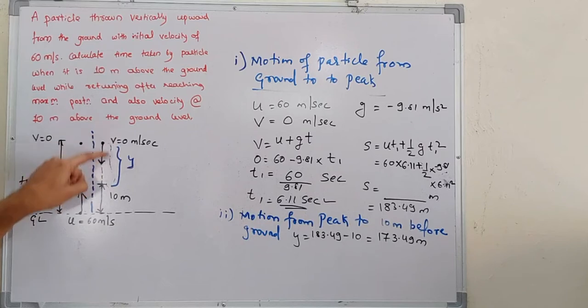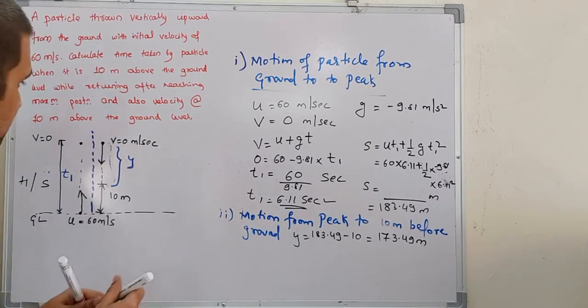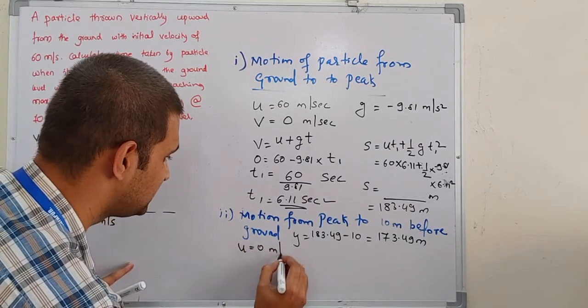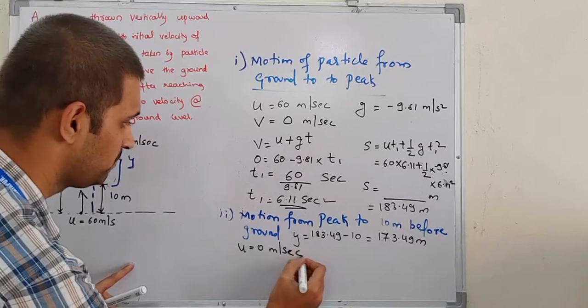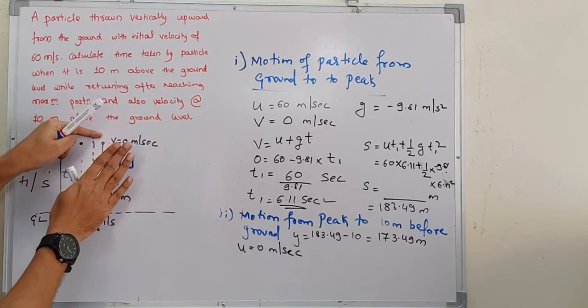While returning from the peak value, it starts from rest. Now here, you will have a new set of values. While returning, your initial velocity becomes what? 0 meter per second. Now this you have to be careful. When it reaches the peak value, it will be in a state of rest.